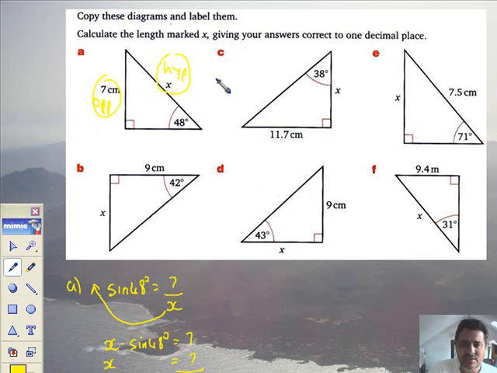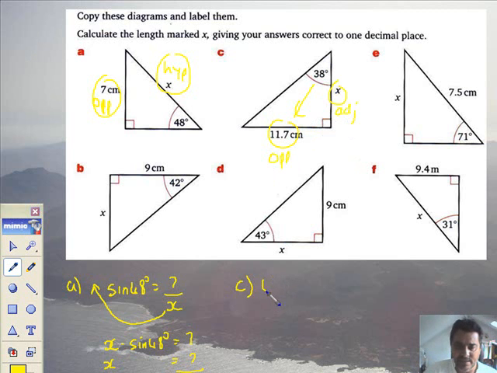Let's just do, I don't know, let's just do C. Going across the page there. I ain't got space for all of these. C. Well, what have I got? I've got the opposite length there. So that's called the op. It's opposite the 38 degrees. And the x is next to the 38. In other words, it's the adjacent. So I've cited opposite and adjacent. Op and adj is tangent.